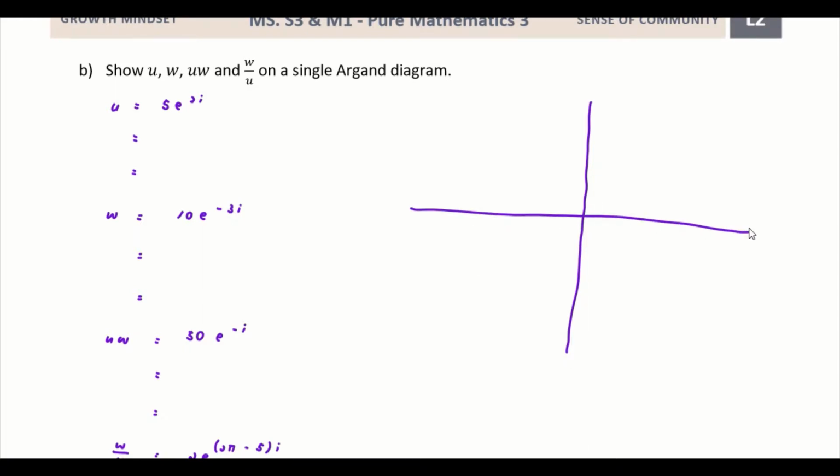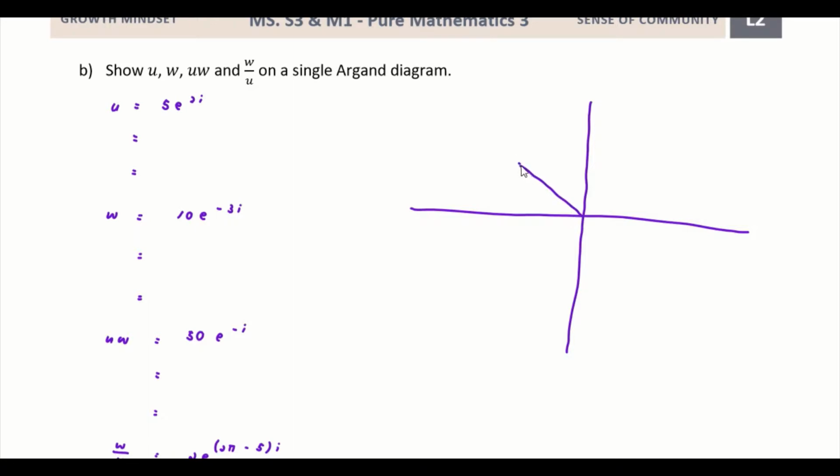Okay, so what I can expect is for the first one, my argument here is 2, which means that it's going to be more than half pi already. Then after that, the radius is 5, so which means that I can have it somewhere here. So this is a sketch.